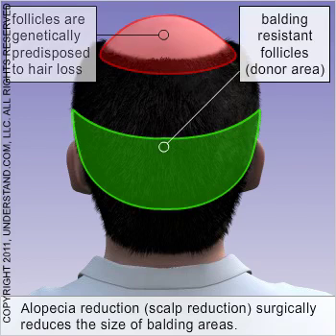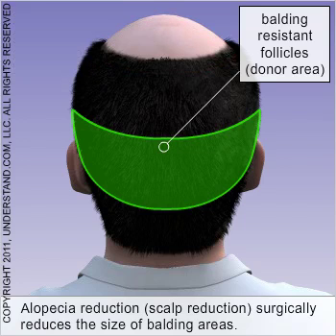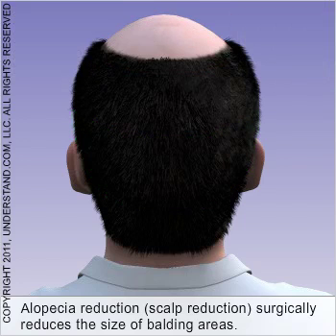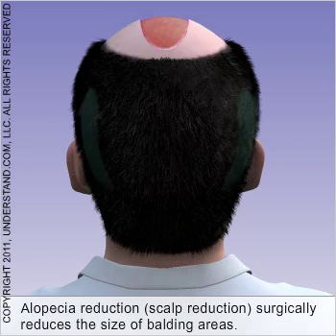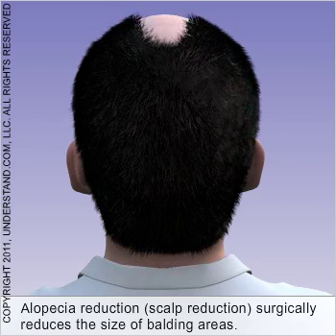Scalp reduction uses these donor regions to eliminate a bald spot at mid-scalp or the crown or vertex of the head by stretching flaps of bald-resistant, hair-bearing skin upwards and closing them with sutures.